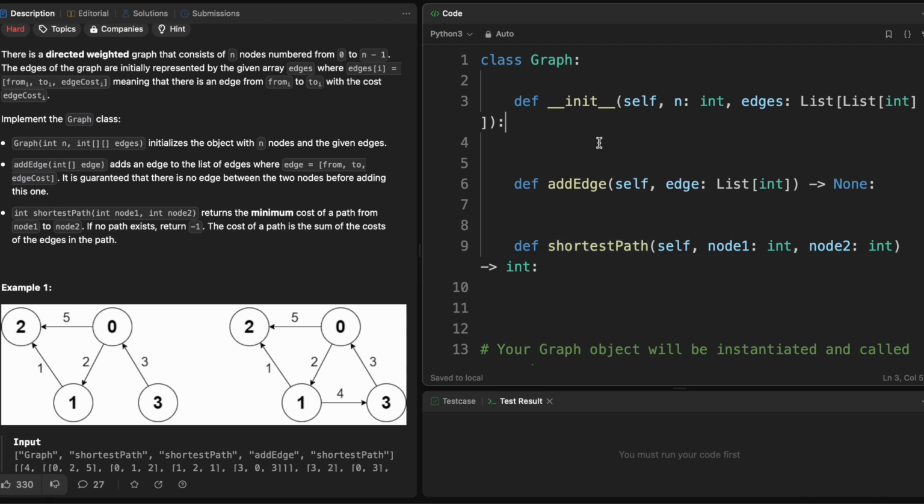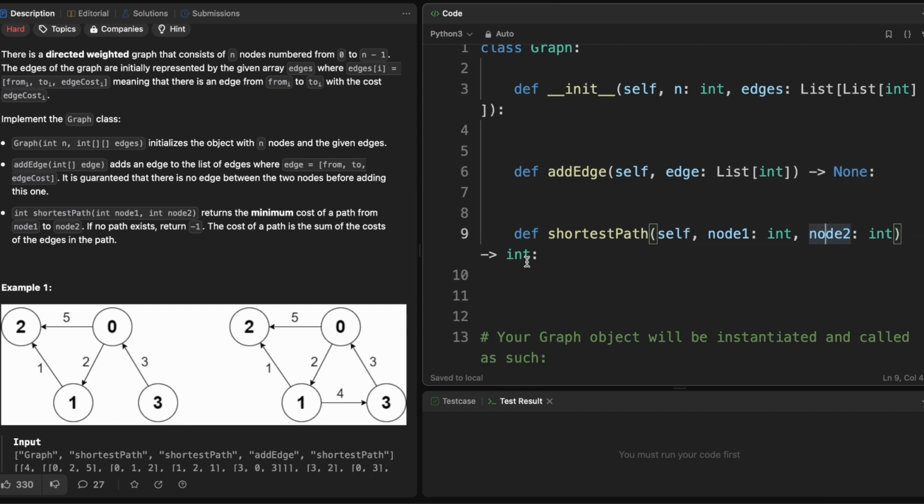Now implementing the graph, we're using the adjacency list representation, and add edge is also a trivial operation. The main part of this question is the shortest path method, right? So we'll be using Dijkstra's algorithm in order to implement this particular method. And yeah, let's now talk about that algorithm, because that's the main part of this question. So let's hit the drawing board and try to understand Dijkstra's algorithm, and then we're going to use it for implementing the solution to this problem.